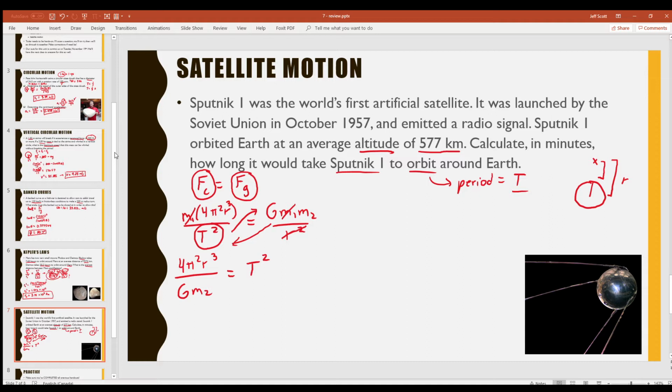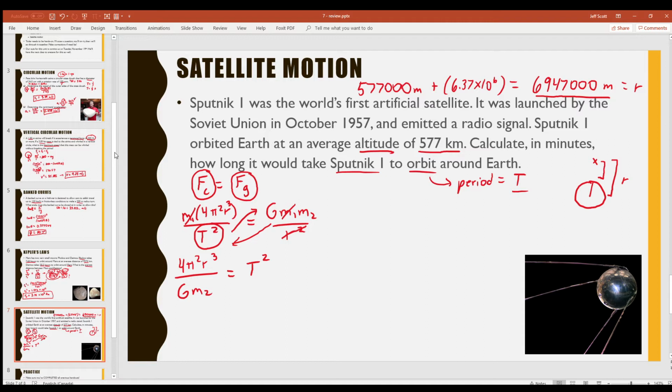Well, first, let's turn 577 kilometers into meters, so that would be 577,000 meters. And let's add that to the orbital radius of the Earth. The orbital radius of the Earth is on your formula sheet. It's given as 6.37 times 10 to the 6 meters. Adding these together gives 6,947,000 right on the dot, and that would be your orbital radius. So we're going to use that number right there as our value of r.